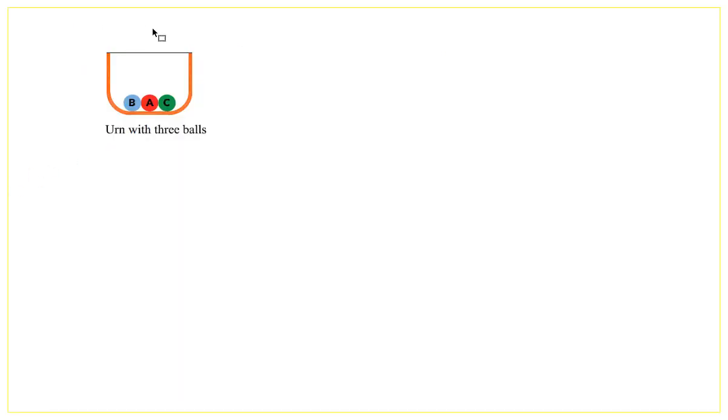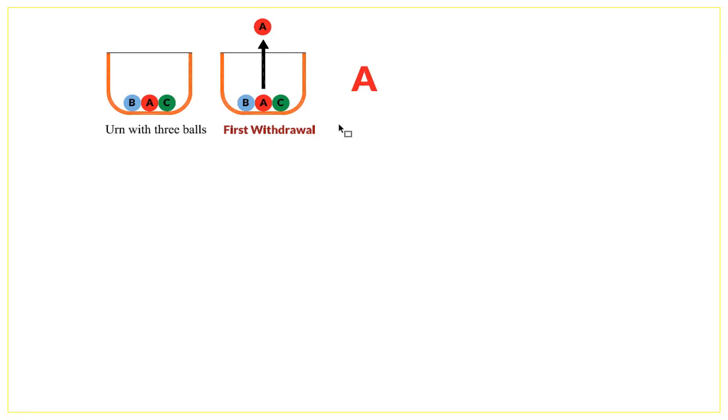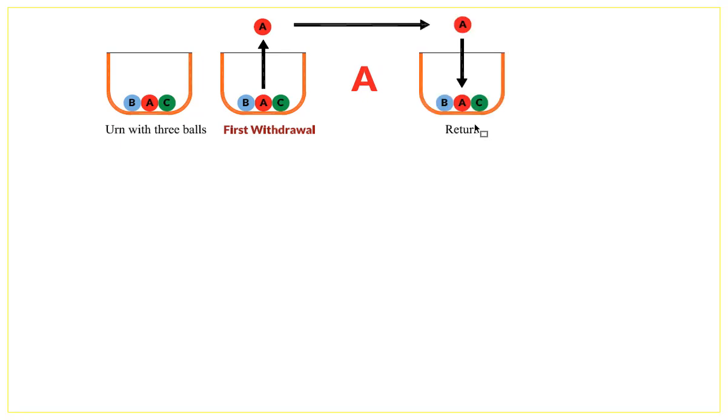Here we have a container with 3 objects. We withdraw ball A and we write it down. After that, we return the ball to the container and we mix the balls again. Why do we mix the balls? Because we want to guarantee that the event of the withdrawal is random.